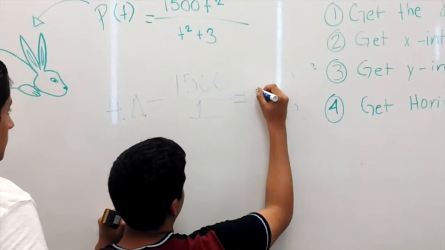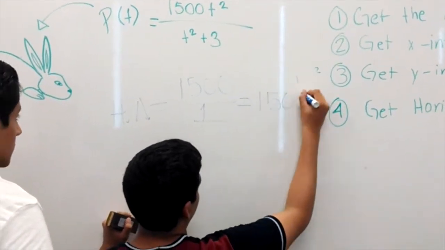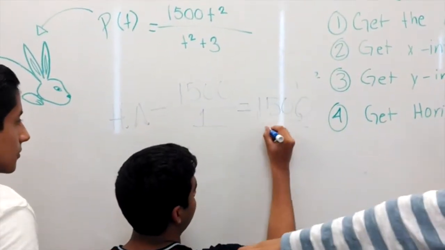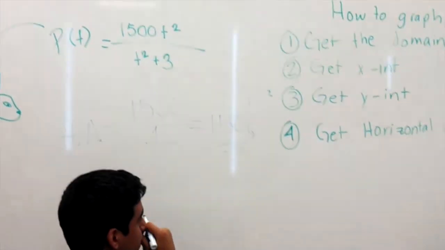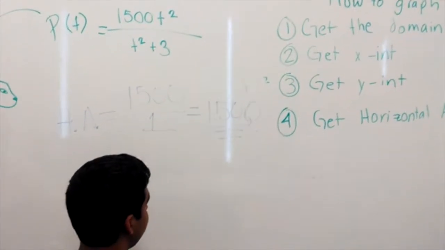They got the conclusion that the horizontal asymptote is equal to 1500 divided by 1, leaving 1500 as an asymptote.